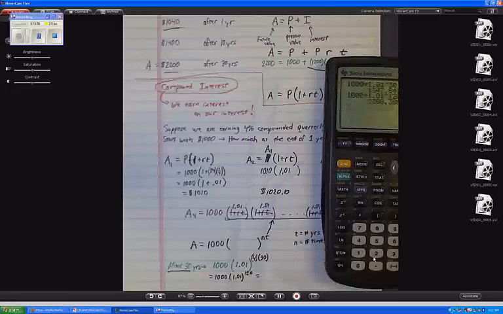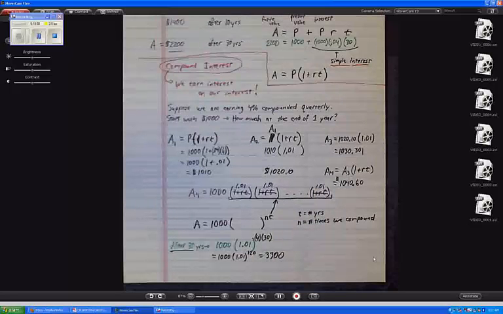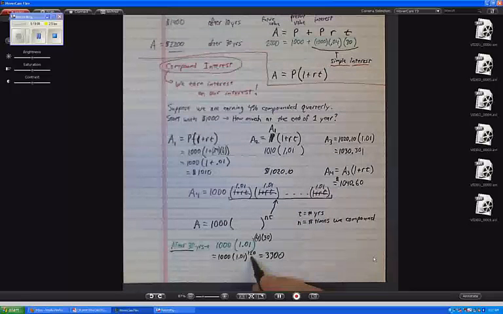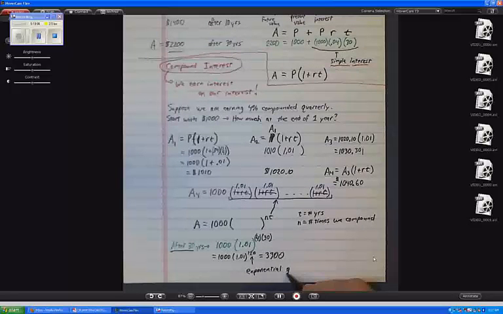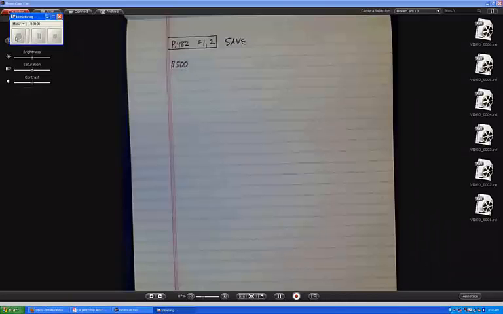Okay? And of course, that's compounding quarterly. See, what happens is you get this exponential growth. And that's why compound interest is in our section. Because we have an exponent involved. So what I said was, let's go through this exercise.